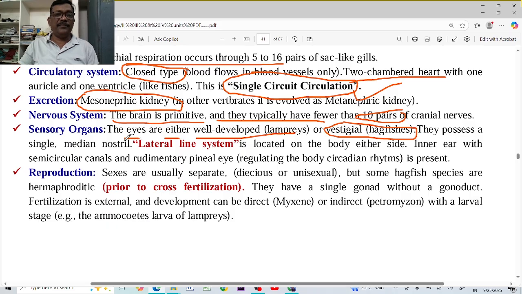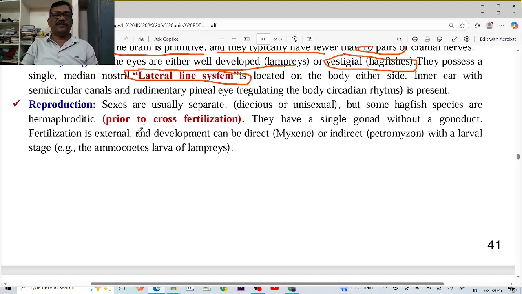Another important thing in the cyclostomata is the lateral line system. We will discuss the lateral line system in the fishes because that is very important, which connects with the central nervous system and can identify any enemy or any other changes in the surrounding environment very easily. The lateral line system is present on either side of the body. This is also present in the cyclostomata, also found in the fishes.